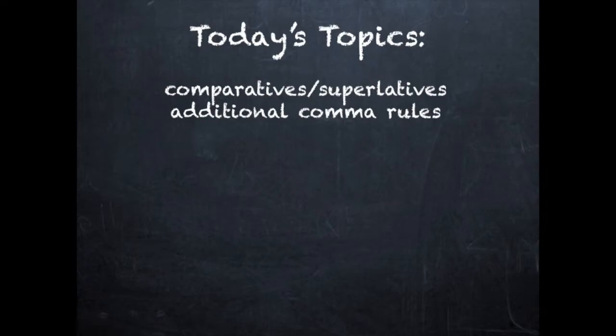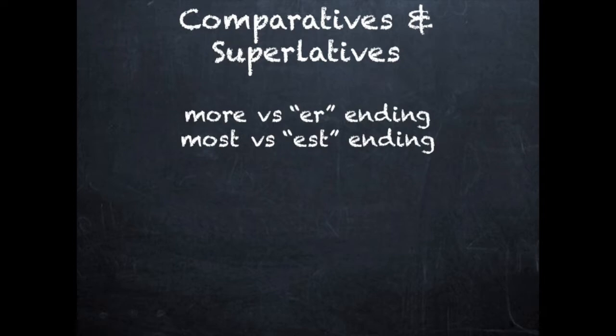This lesson is going to cover comparatives and superlatives and also some additional comma rules. When we talk about comparatives and superlatives, we're going to be looking at when you choose "more" versus adding -er to the end of a word, and "most" versus adding -est to a word, and what the rules are for deciding between those two things.